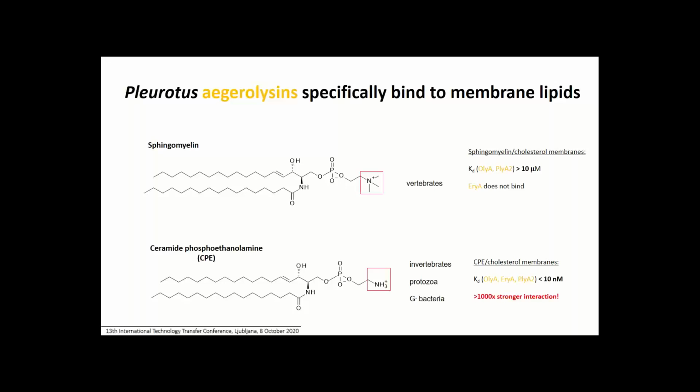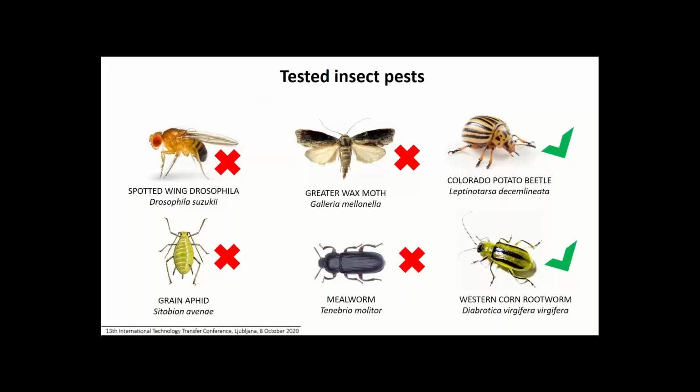And here are some of the tested insect pests. And as you can see at the right, the only insects that were susceptible to our proteins, that died after the treatment, were Colorado potato beetle and western corn rootworm, that are also among the economically most important pests of corn and potatoes.